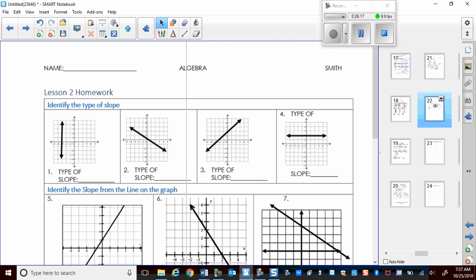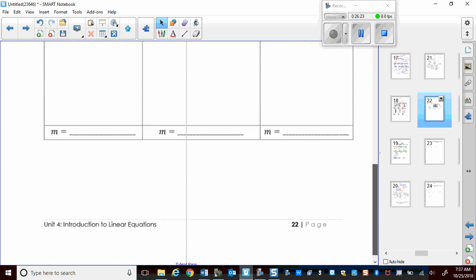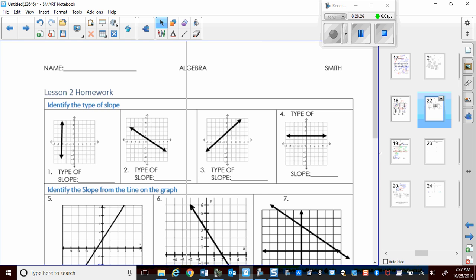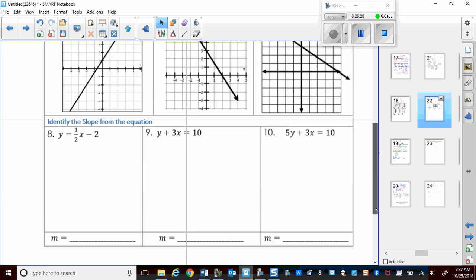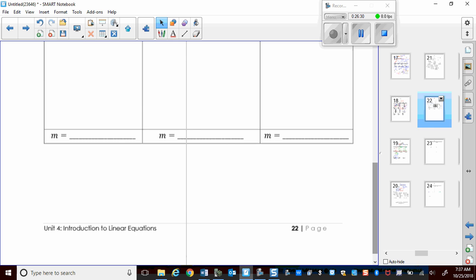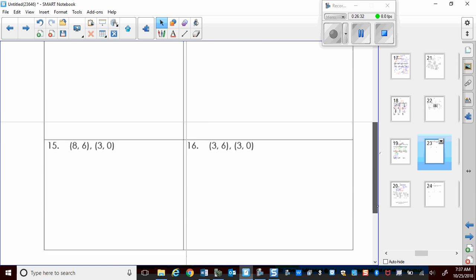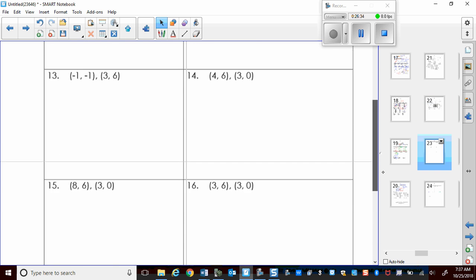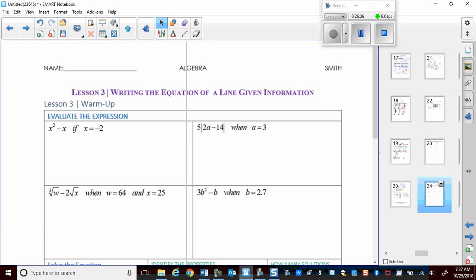You do have homework tonight. Your homework is going to be lesson 2's homework, and it's on page 22. It also moves forward to page 23, where you're using the slope formula. And the next lesson, when you come back, will be writing the equation of a line given some information. Have a good day, guys.